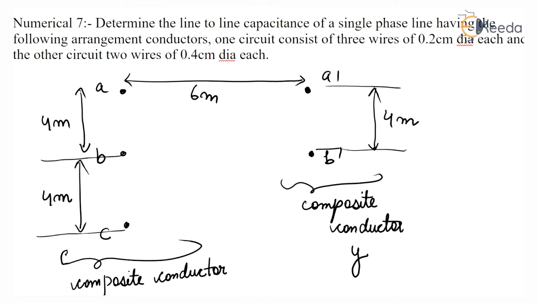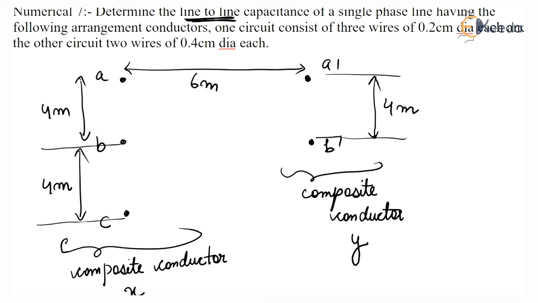So the question is, determine the line to line capacitance of a single phase line having the following conductor arrangement. See the figure: one conductor consists of three wires A, B, C of 0.2 centimeter diameter each, and the other circuit has two wires A dash and B dash of 0.4 centimeter diameter each. That means conductor X has three wires A, B, C, and conductor Y has two wires A dash and B dash.